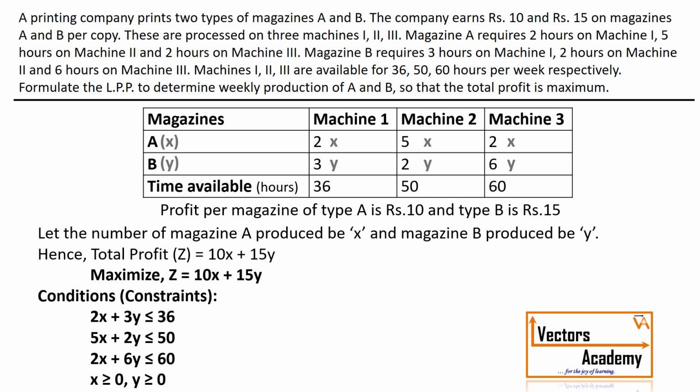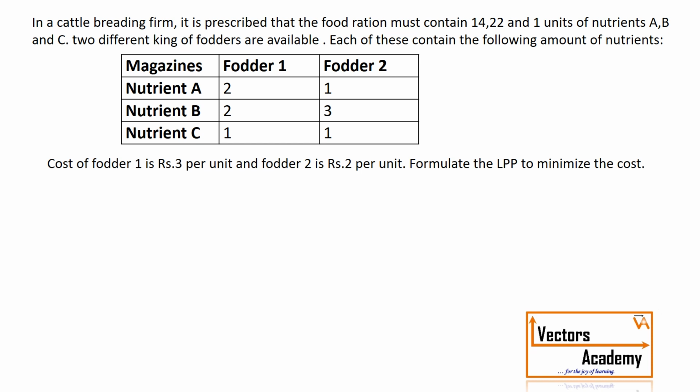Okay, now let us look at one more question. In a cattle breeding farm, it is prescribed that a food ration must contain 14, 22 and 1 unit of nutrients A, B and C. Now a cattle should be given at least 14 units of nutrient A, 22 units of nutrient B and 1 unit of nutrient C. So this is the minimum requirement for a cattle.